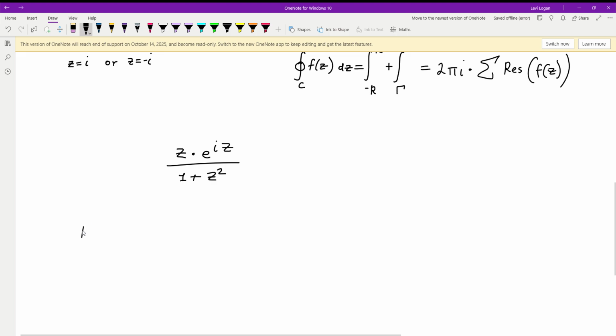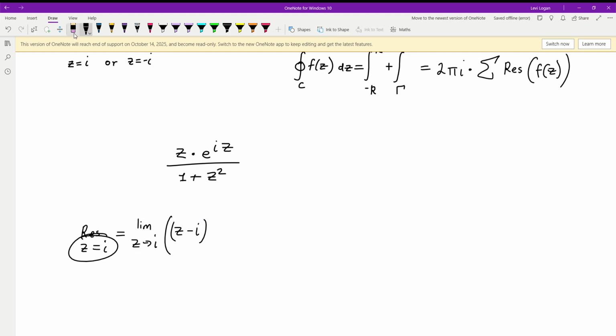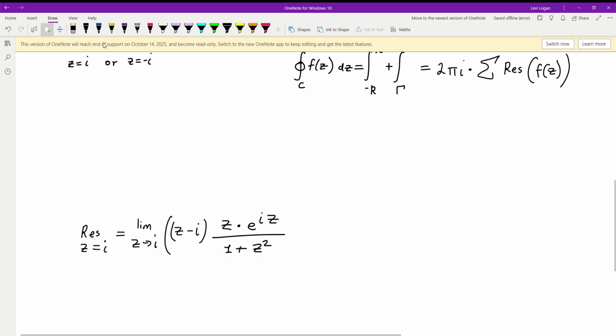Perfect. So to find a residue at z equals i, we basically set a limit approaching the value where the residue is. So the limit as z is approaching i. And what we do is take this thing written as a factor: z minus i times your f of z, which in this case is this guy here, which we can move just there. And all we have to do is work out what this is going to be.